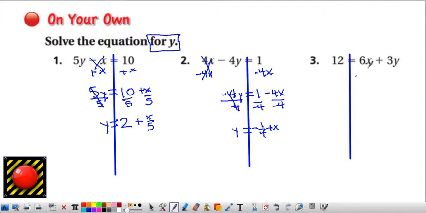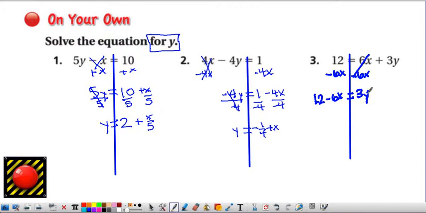On our last problem, we're still solving for y, so we're going to move this 6x across the equal sign by subtracting 6x from both sides. 6x minus 6x is 0, and so that leaves us with a positive 3y on this side. We can't combine 12 minus 6x because they're not like terms, so we're just going to bring down 12 minus 6x.